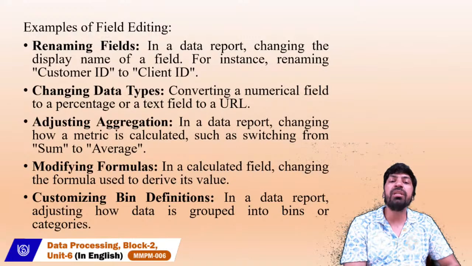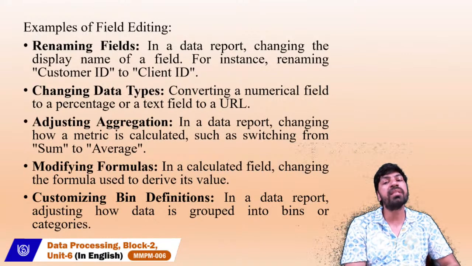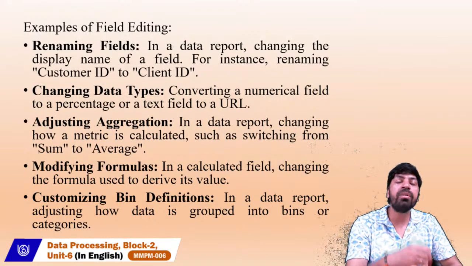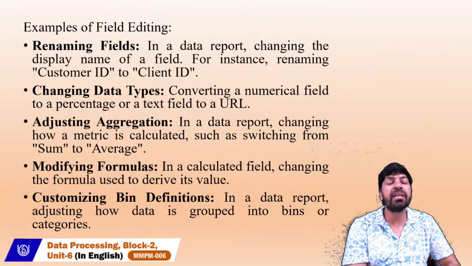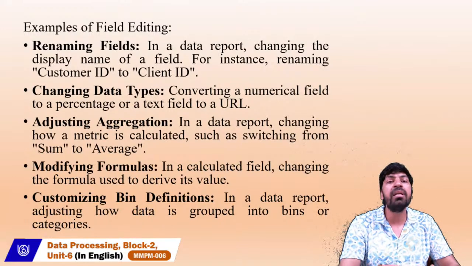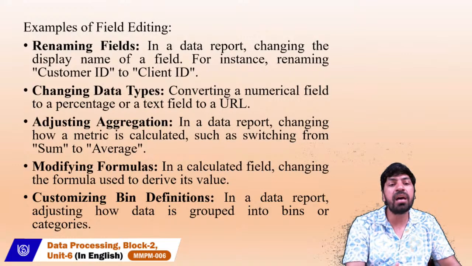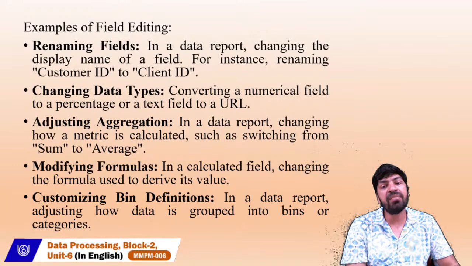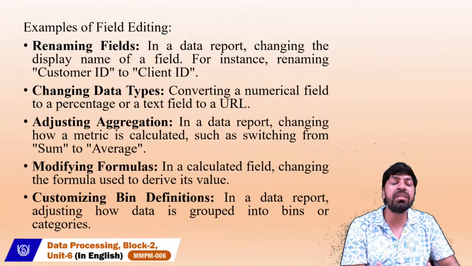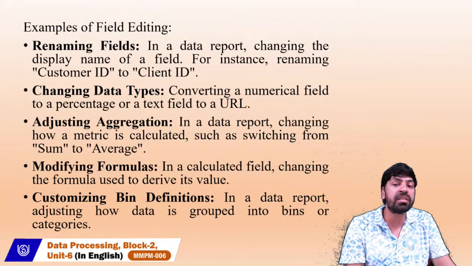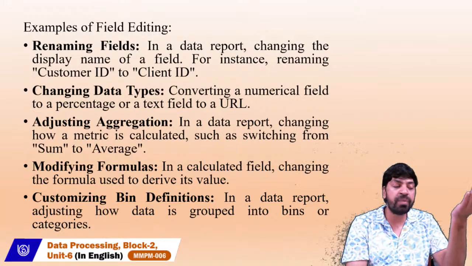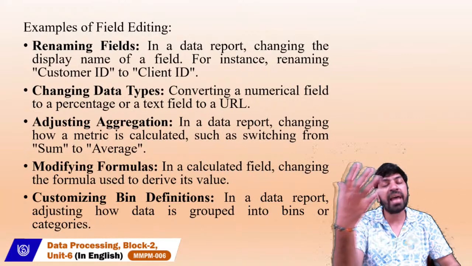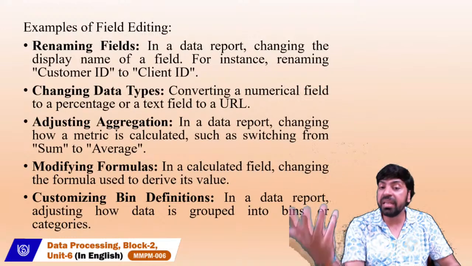Adjusting aggregation in a particular data report: if the researcher wants to change how a metric is calculated, how the average is to be calculated, or if the sum has been calculated, instead of sum you can change it to average. So you can switch to whatever you want in a particular data, whether it is the sum of the data, the average of the data, or the median of the data.